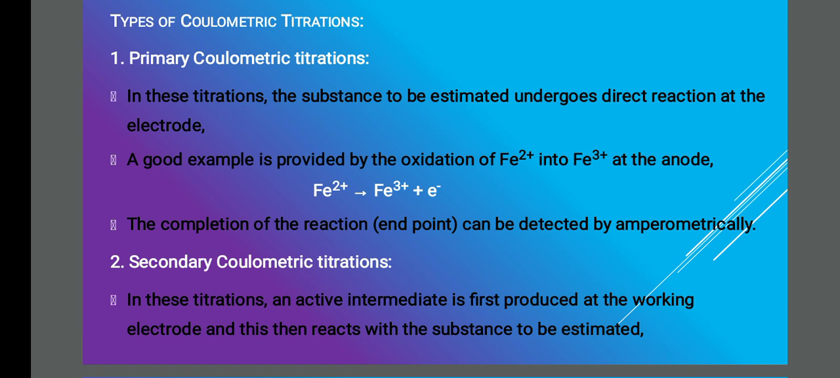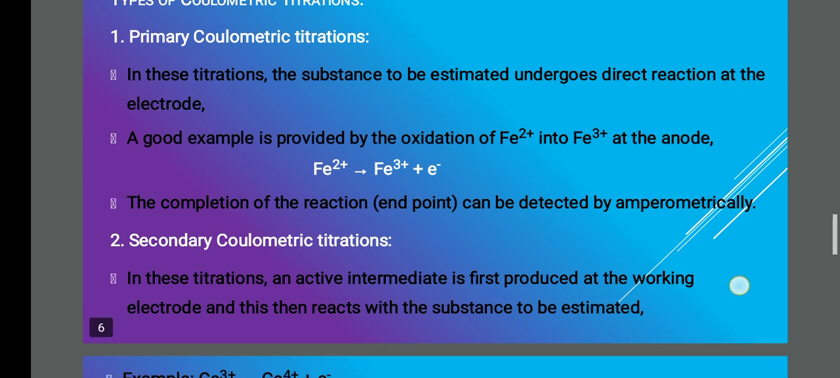An intermediate will be produced first. When a reaction takes place, first an intermediate is formed. That intermediate reacts with the substance we are estimating, and only after that can we estimate it, potentiometrically or spectrophotometrically. Is it okay? I'll say the second method. The second is called secondary coulometric titration. In this method, our substance does not directly undergo reaction at the working electrode. First, an intermediate will be formed by some other substance, produced first at the working electrode, and then it reacts with the substance to be estimated.